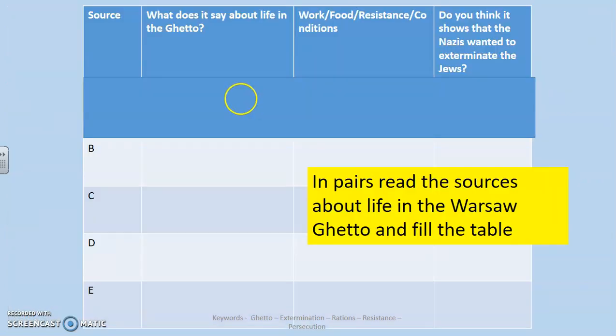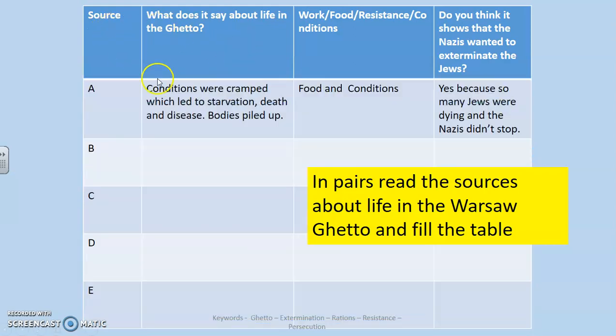So as you can see from that source, it tells us quite a lot about the Jewish ghettos. For instance, it tells us that conditions were cramped, which led to starvation, death and disease, and that bodies piled up on the streets. The focus of the source is food and conditions. And to this question, do you think it shows the Nazis wanted to exterminate the Jews? Well, I said yes, because so many Jews were dying and the Nazis didn't stop.